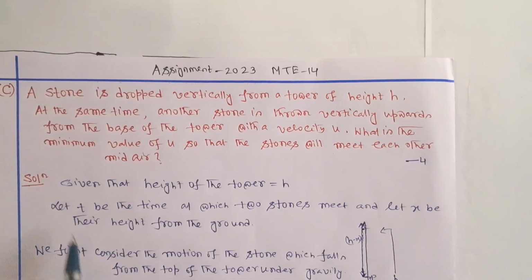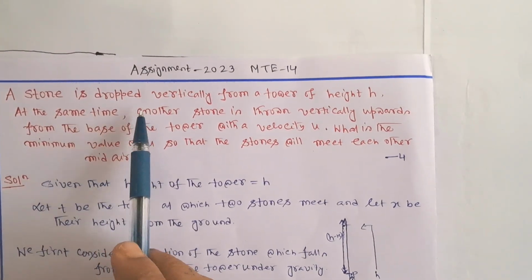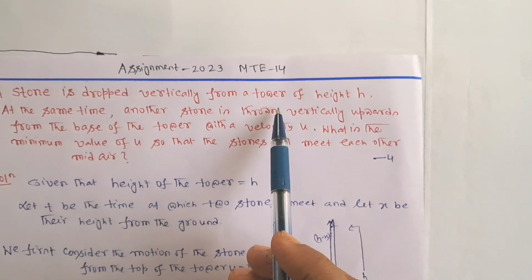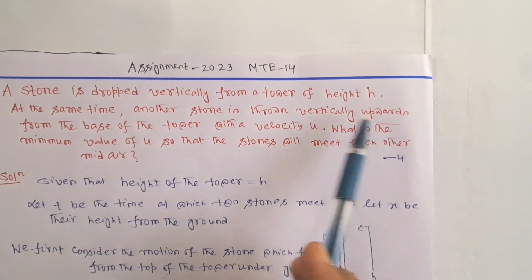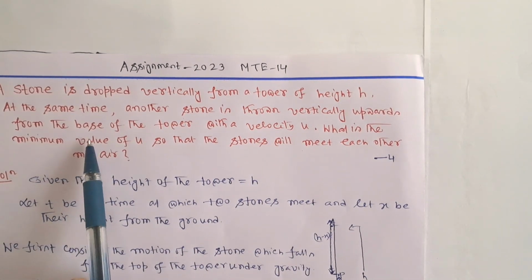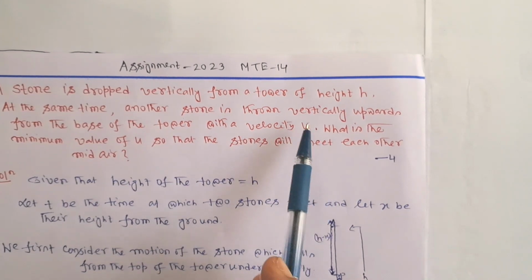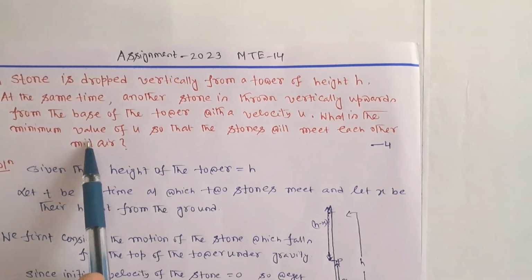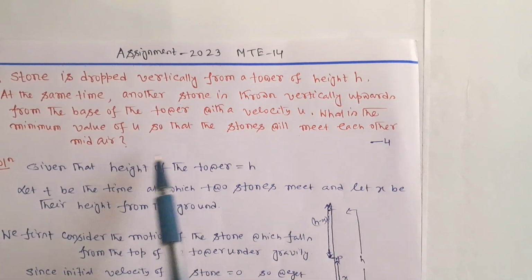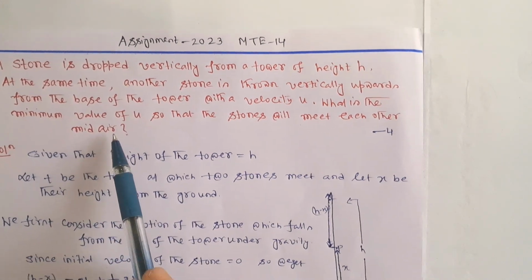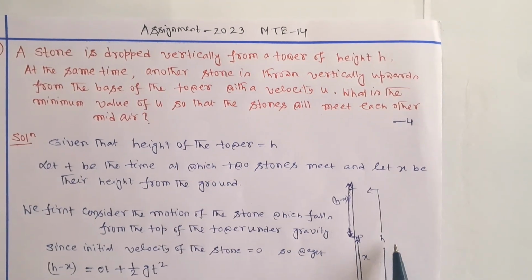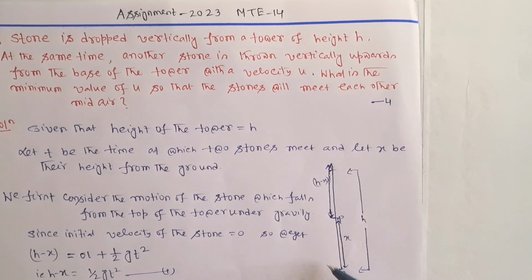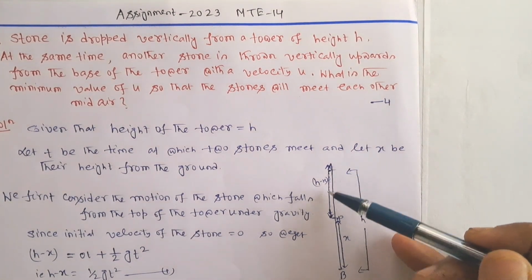Now the third question, 1c: a stone is dropped vertically from a tower of height h. At the same time, another stone is thrown vertically upwards from the base of the tower with a velocity u. What is the minimum velocity u so that the stones will meet each other in midair? Given that the height of the tower is h, one particle is thrown from here and one particle is falling from here.